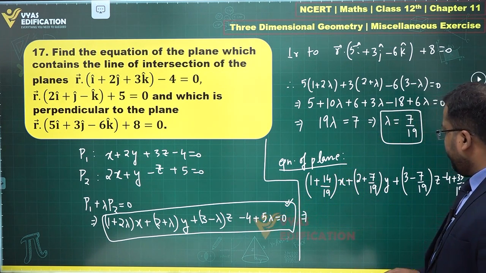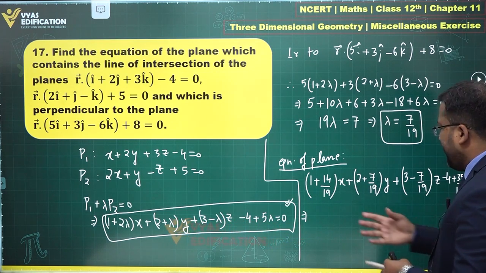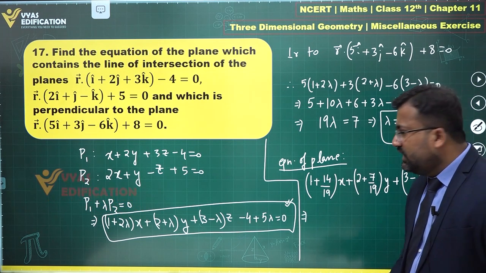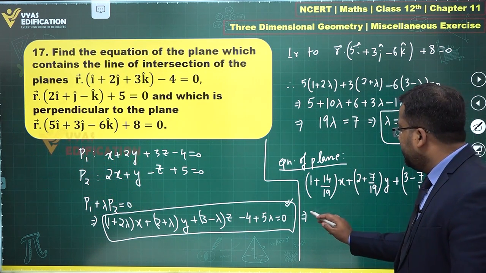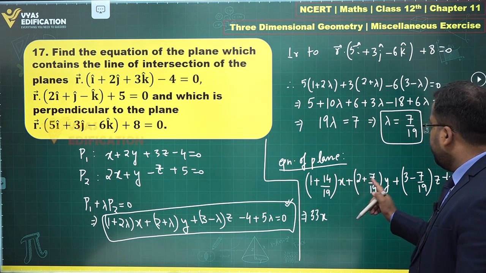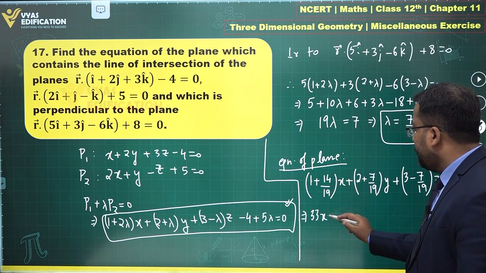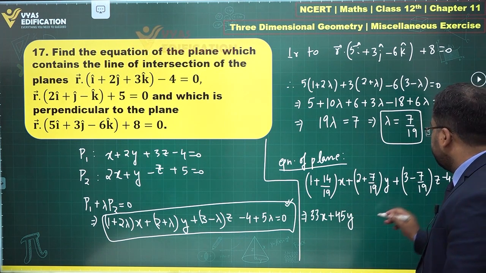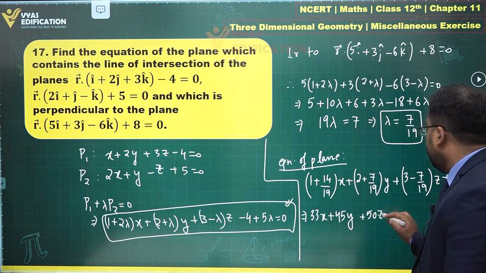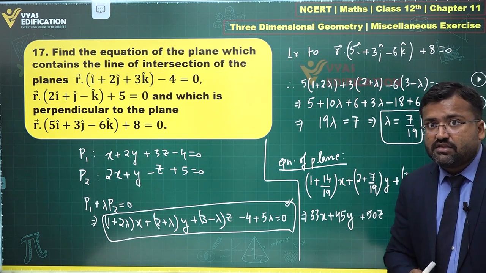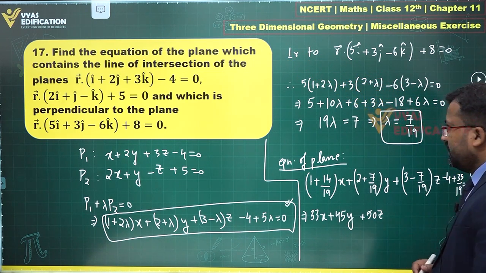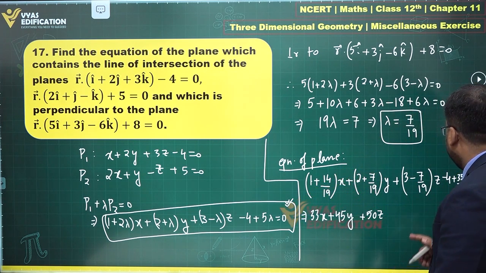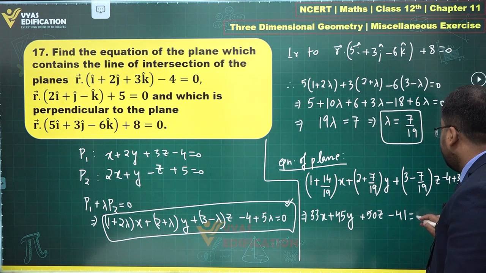And to further simplify this, we'll simply multiply by 19 throughout. Multiplying by 19, 1 plus 14 will become 33x. This will become 19 times 2 is 38 plus 7 is 45 y. Then this is 19 times 3 is 57 minus 7 is 50 z. Then 19 times 4 with a minus. What will that be? Minus 76 plus 35, which is minus 41. So minus 41 is equal to 0.